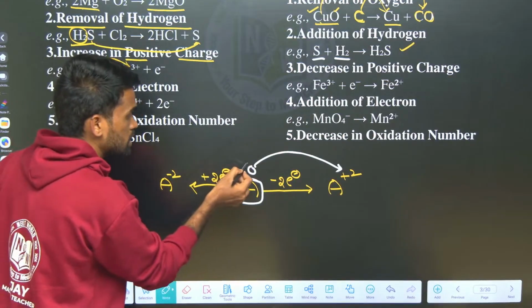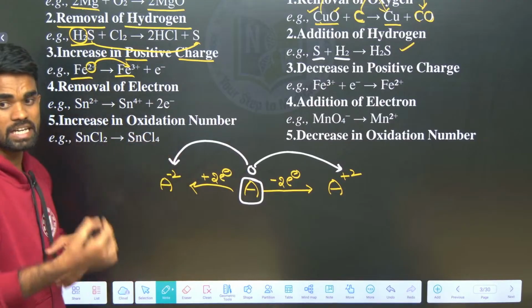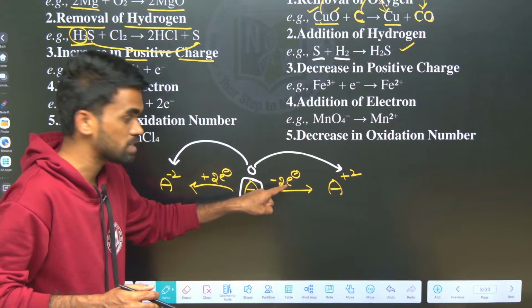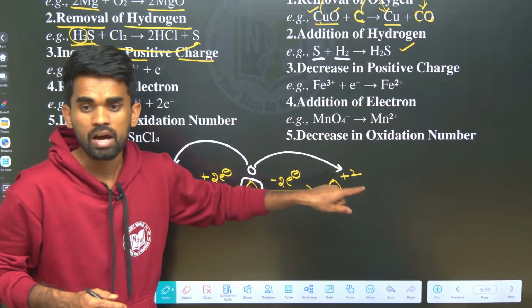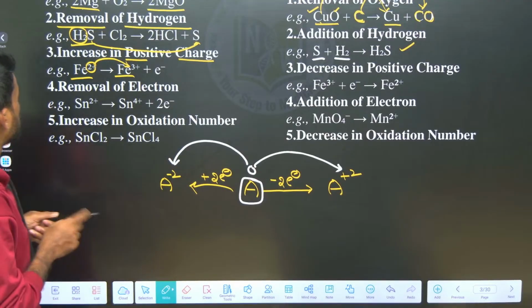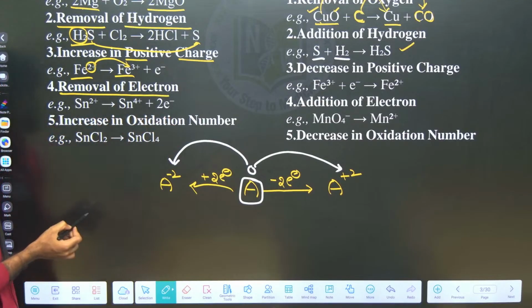Whereas if the charge is converting from 0 to negatives like -1, -2, that is called reduction. So simply, removal of electrons is considered as oxidation. Addition of electrons, reduction. Okay, so look here, removal of electrons. What happens by removal of electrons?